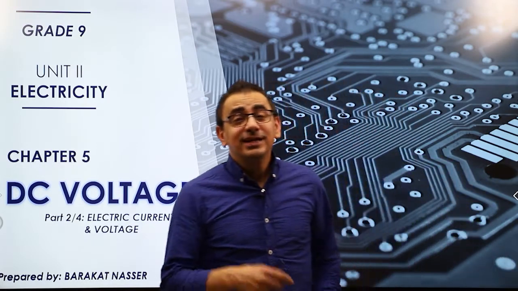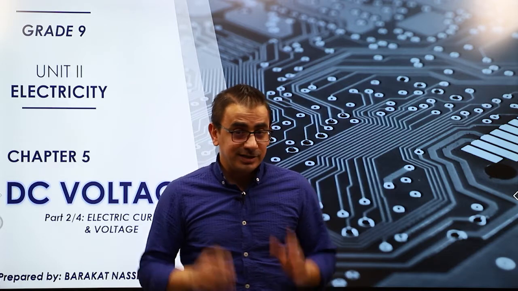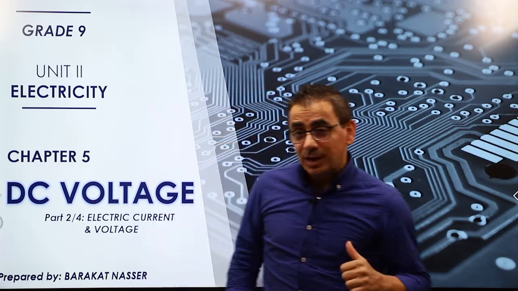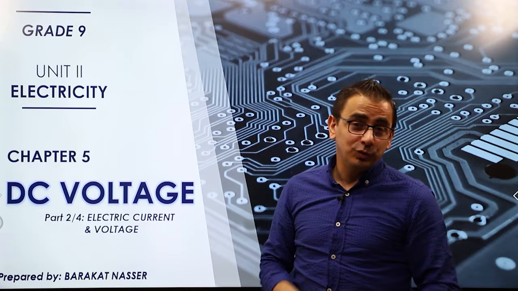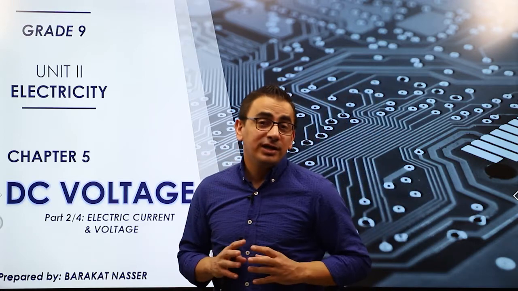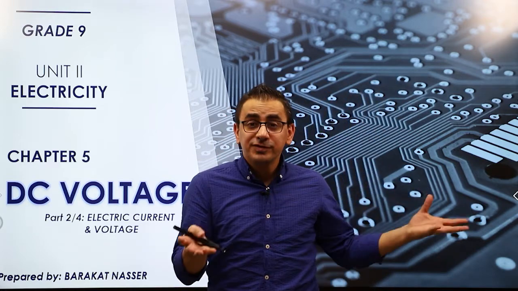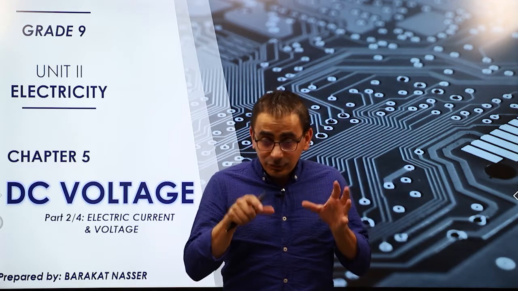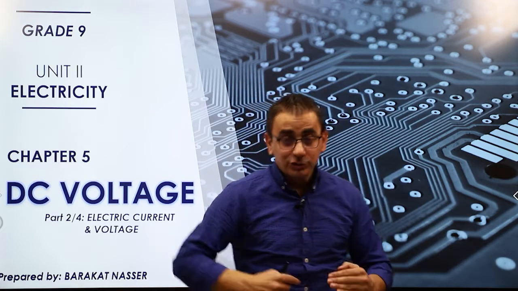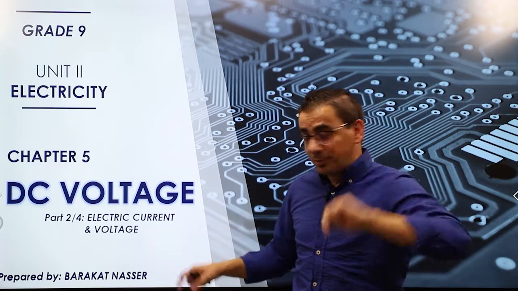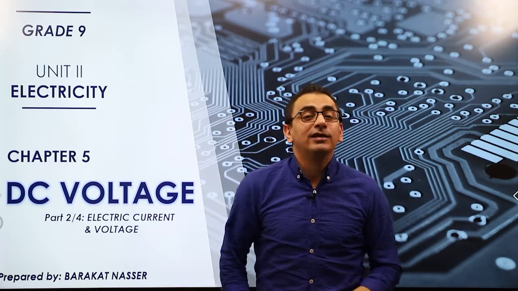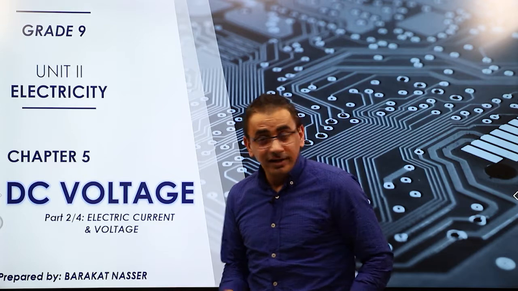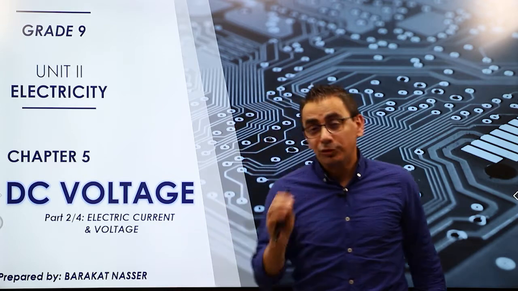Welcome back to the second section of Chapter 5, DC voltage. In the previous chapter, we talked about the generalities, electric appliance symbols, and types of circuits, series and parallel, and mixed as well. Today, in this session, we're going to continue in another part, which is the electric current and voltage. So we'll define these terms and talk about them in more detail.